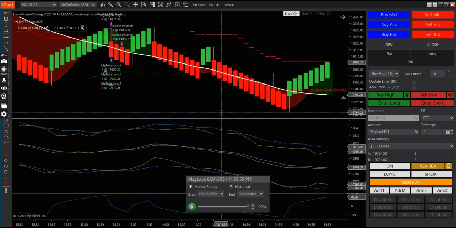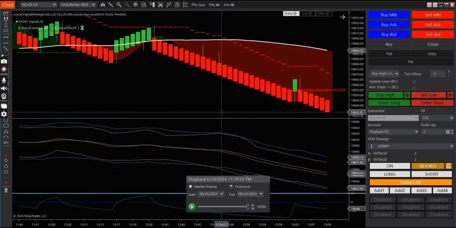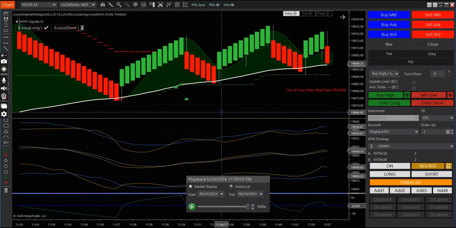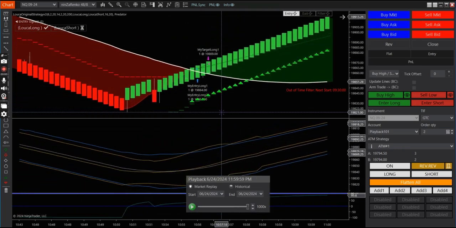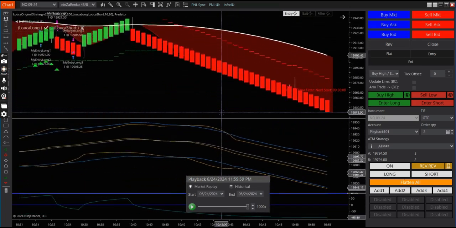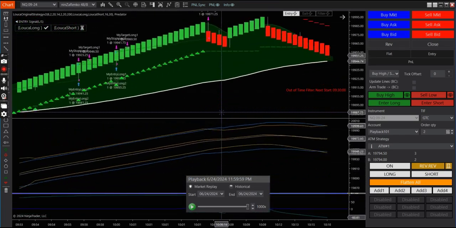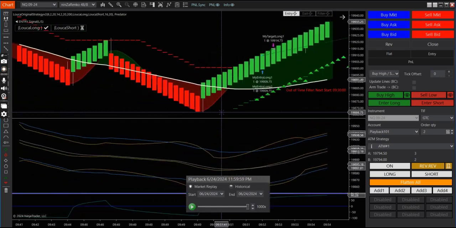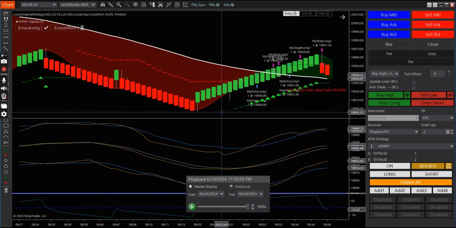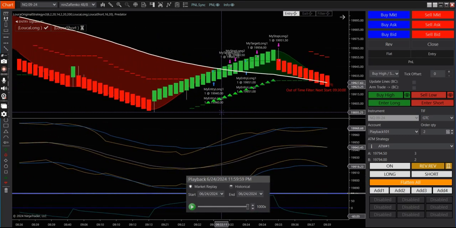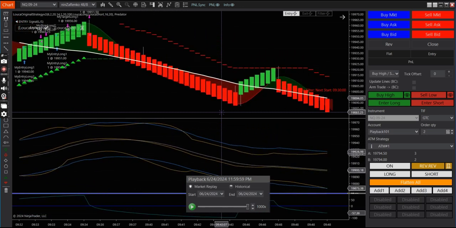So let's go back to the morning session. Let's go back to 9:30. All right, so this is the morning session right here. So I started right about here, right? I took some trades here. These were good trades, right?